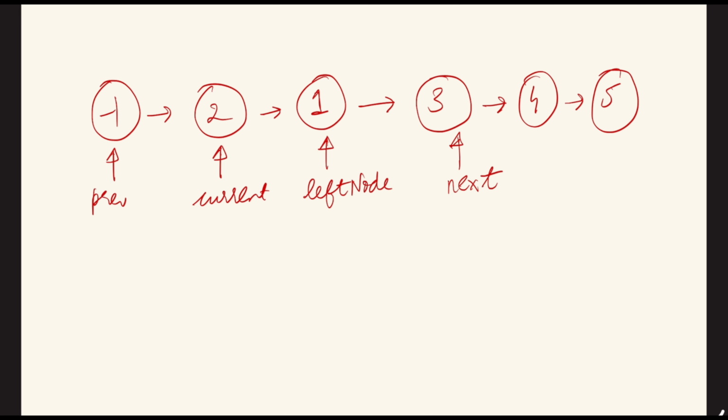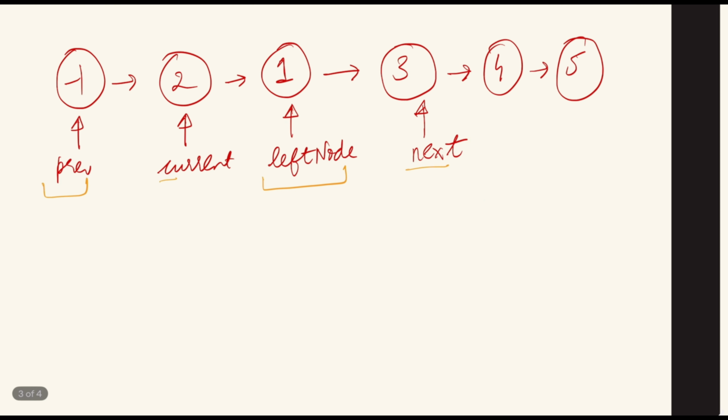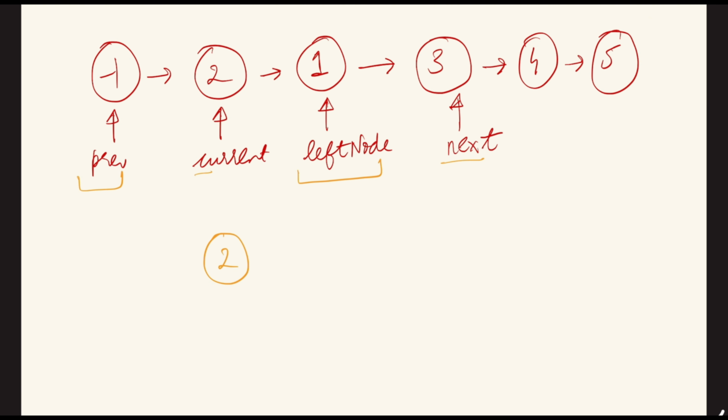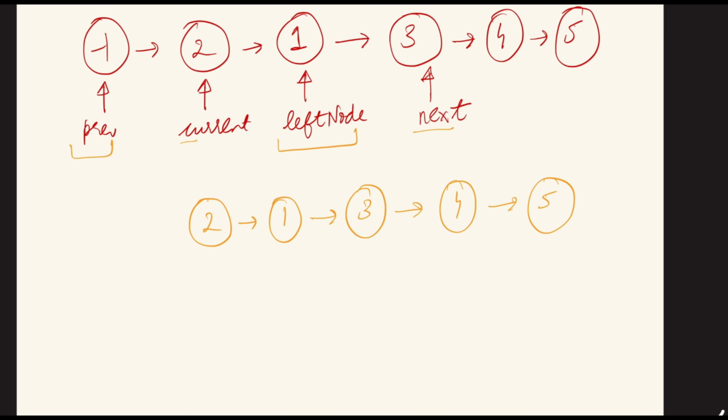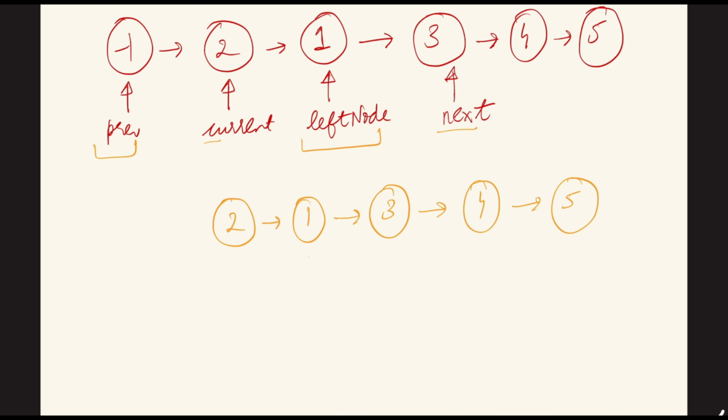Next, before moving on to the next iteration, I'm also going to update the variables. So what is going to happen next is the previous will become equal to left node, and my current will become equal to next. So we have 2, we have 1, 3, 4, and 5. So my node 1 will be the previous, and my 3 will become current.